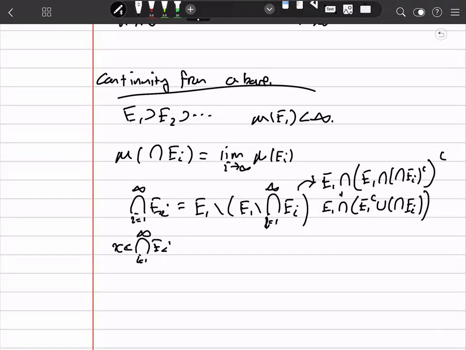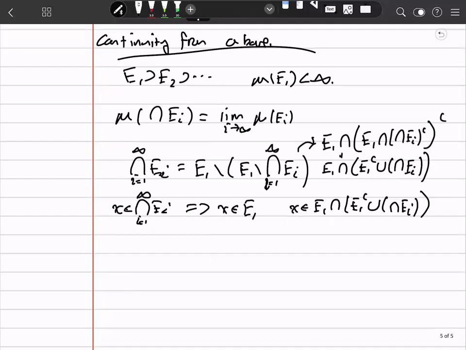Right, so of course if x is in the intersection, this implies that x is in E1, which implies that x is in E1 intersect E1 complement union the intersection of E sub I. Since if x is in E1, then x can't be in E1 complement, but that's okay because that means that x is in the intersection of E sub I, which is of course true.